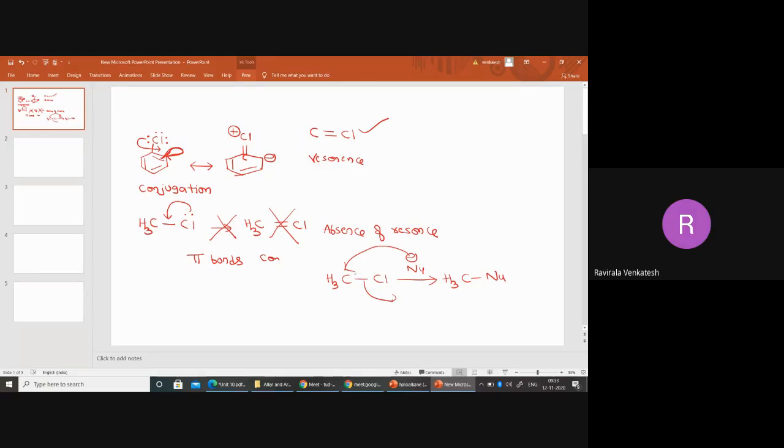Now, how many bonds are cleaving here? One bond or two bonds here? How many bonds are cleaving here? One. Okay. In the case of aryl halides, what happens?